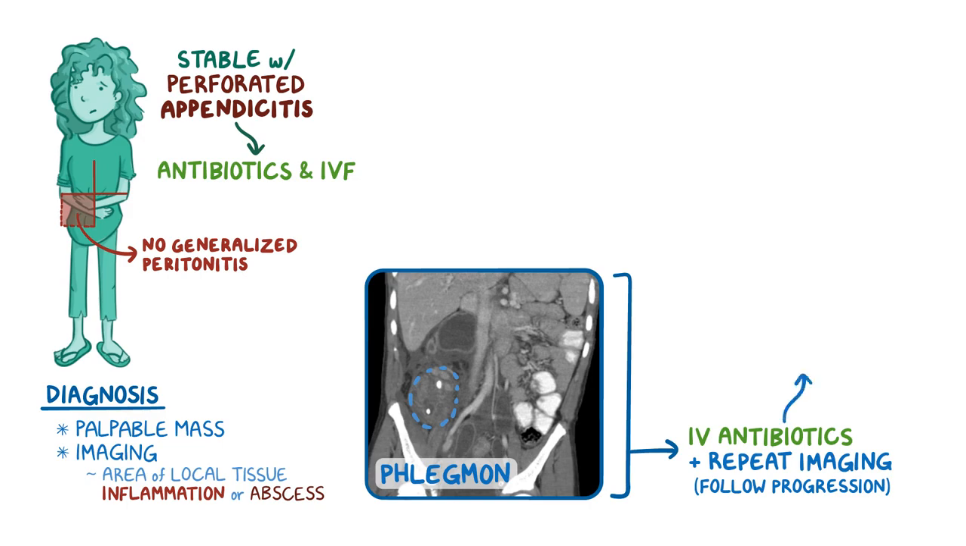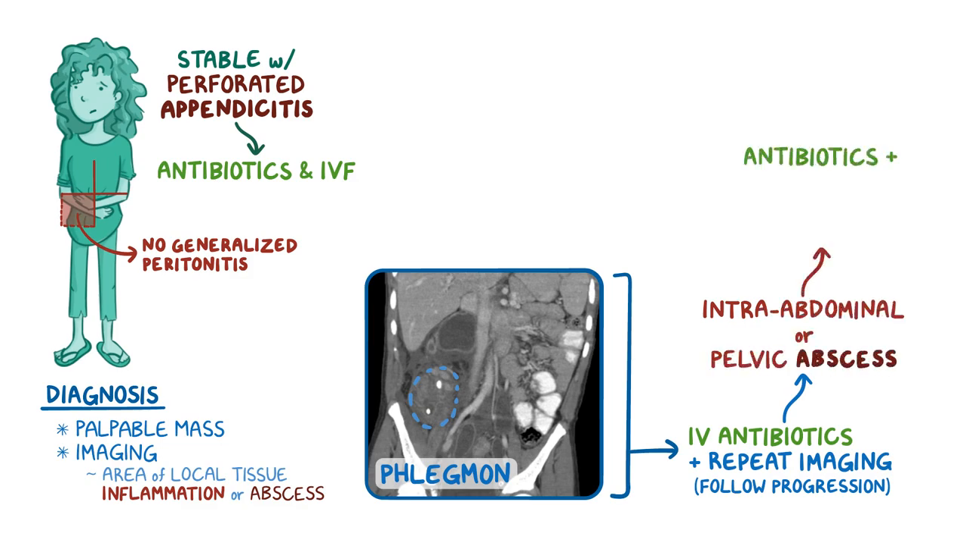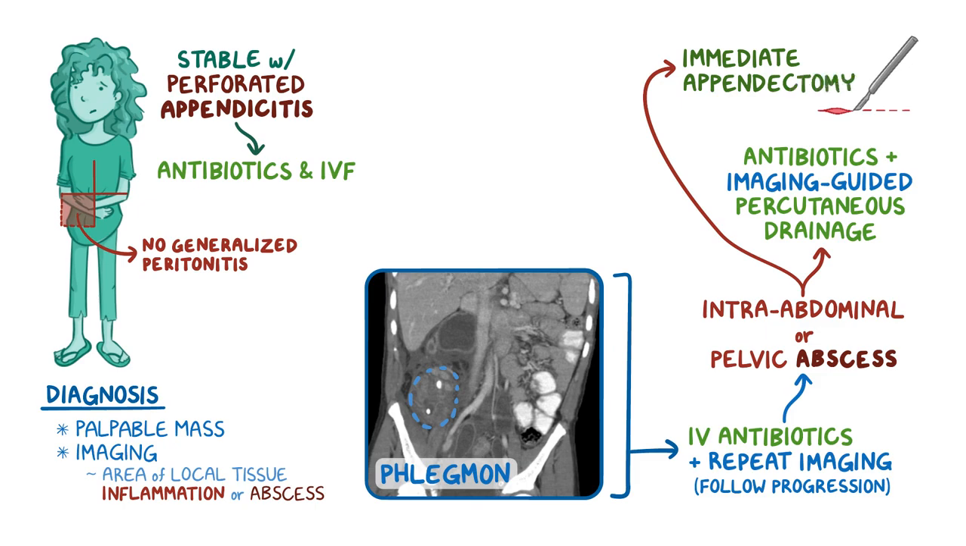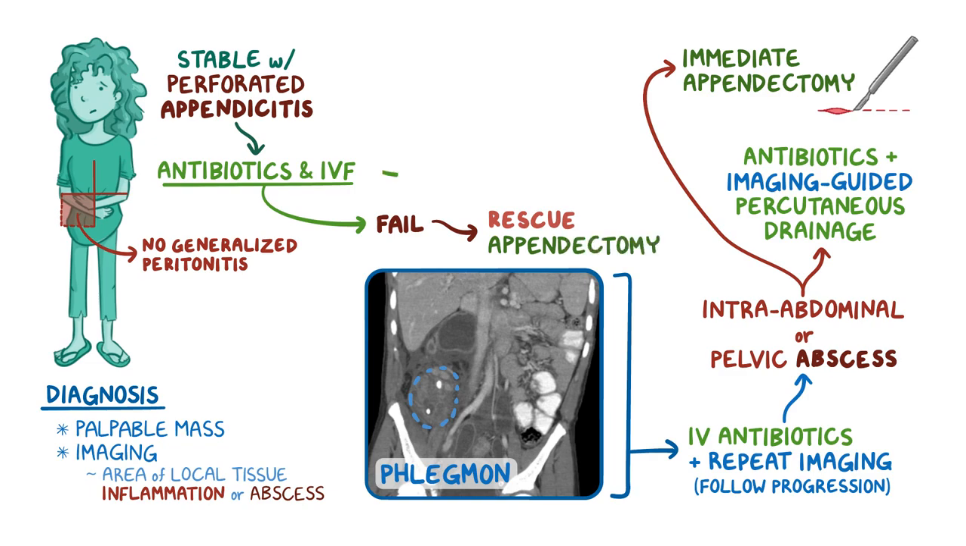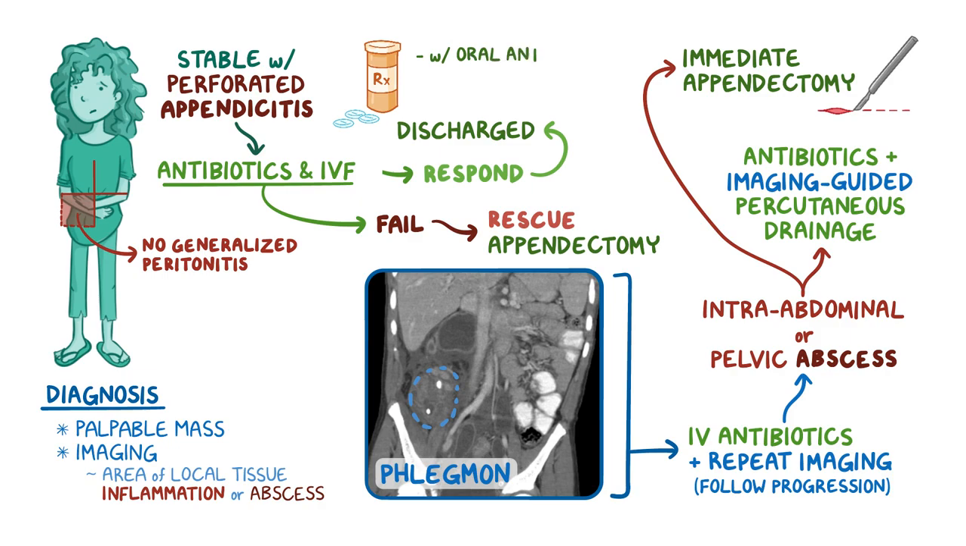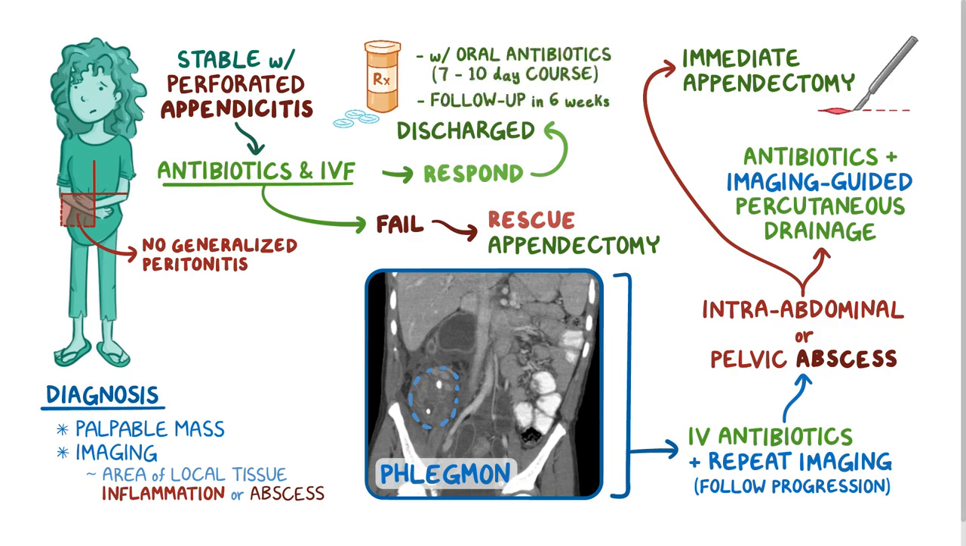On the other hand, if there's an intra-abdominal or pelvic abscess, then individuals are kept on IV antibiotics, and should have CT or ultrasound-guided percutaneous drainage. Immediate appendectomy is an alternative option if the abscess is not amenable to percutaneous drainage. Now, if individuals who didn't get immediate surgery fail initial antibiotic therapy, they require rescue appendectomy, whereas those who respond to initial antibiotic therapy can be discharged with oral antibiotics to complete a 7 to 10 day course and return for follow-up in 6 weeks.